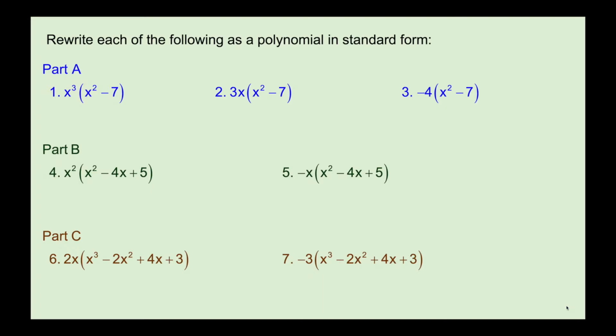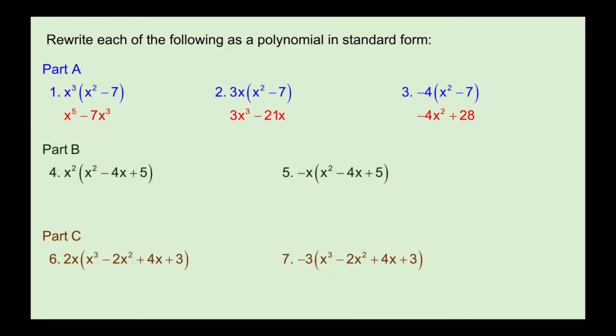In part A, you will see that you have the same exact binomial inside the parentheses and that we are distributing three different things into that binomial. So for number 1, we're distributing x to the third, and we see what we get here. Number 2, distributing 3x to that binomial, and then 3, distributing -4 to that same binomial. The outcome for those three should be this.